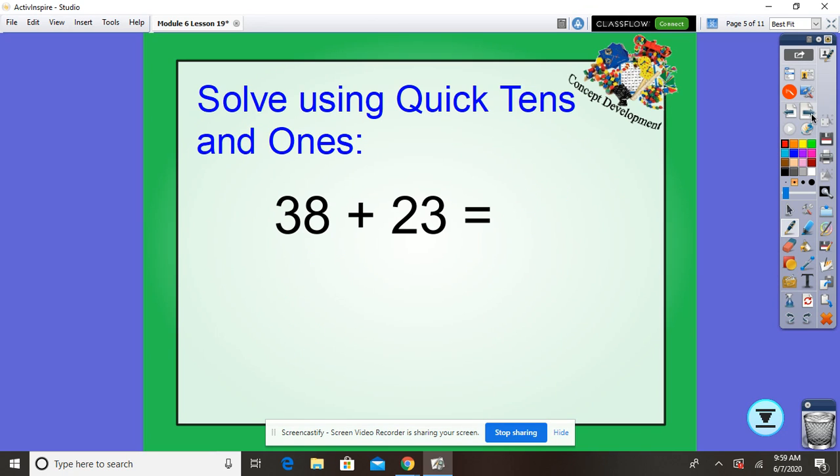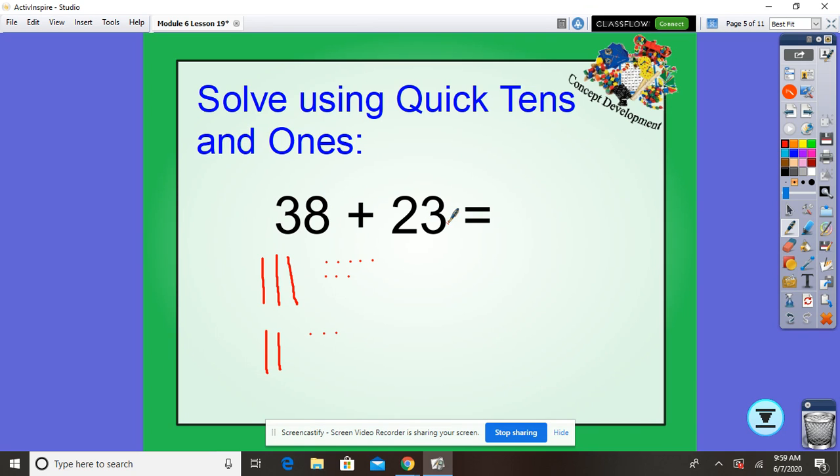Let's try another one. I'm also going to solve this equation using quick tens and ones, but I'm going to show you how I'm going to make a group of 10 with our ones. Because remember, 1 ten is the same thing as 10 ones. So I have 38, and I know that 38 is 3 tens and 8 ones. 23 is 2 tens and 3 ones. Now, if I'm looking at my ones, I notice that I have more than 10.